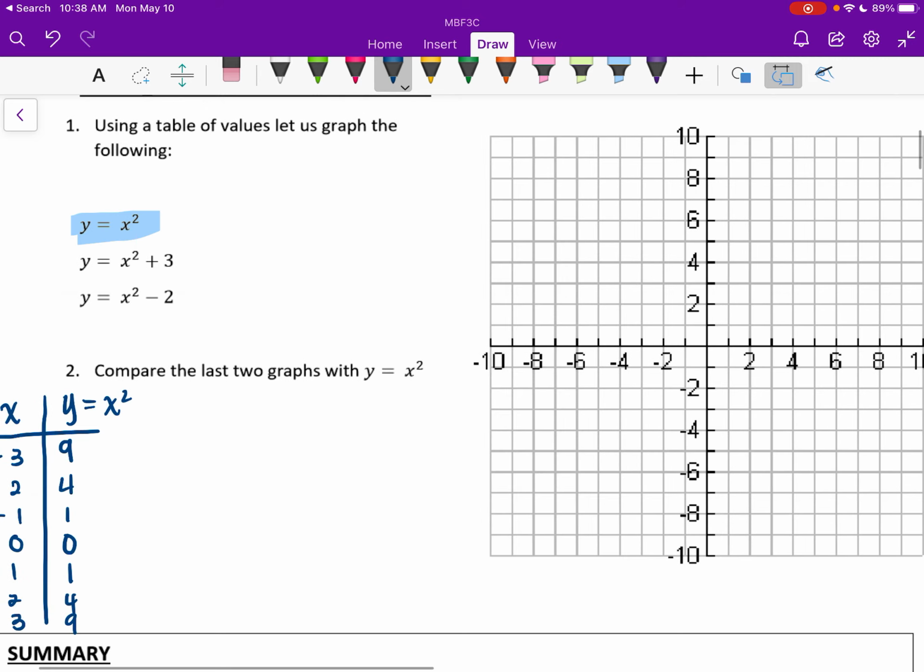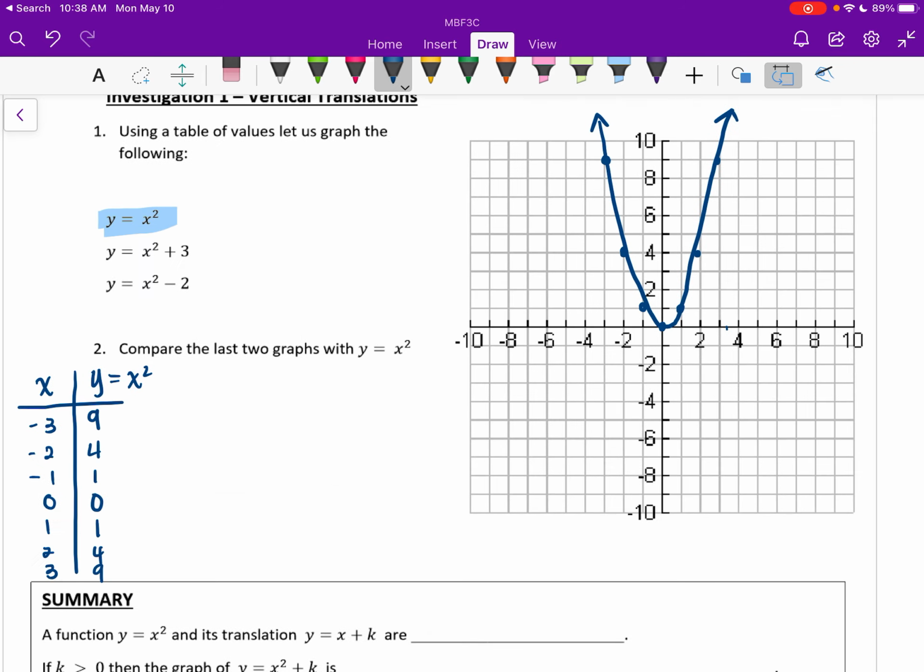So we're just going to go up to -3, go to 9. Up to -2, go to 4. 1, 0. And I'm just putting in my plot, and I'm just going to draw my parabola. So this is what the original equation of x squared always looks like. It's what we call the base function, right? It's the most basic graph that we can have for a quadratic function.